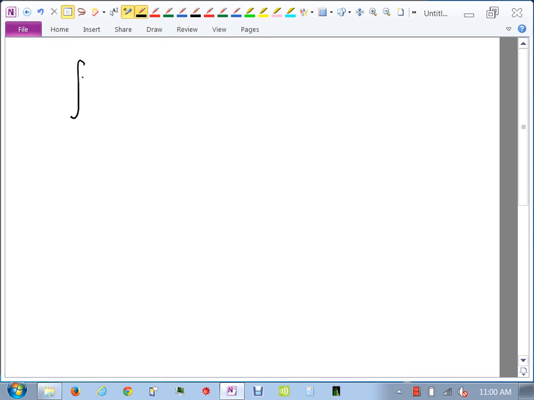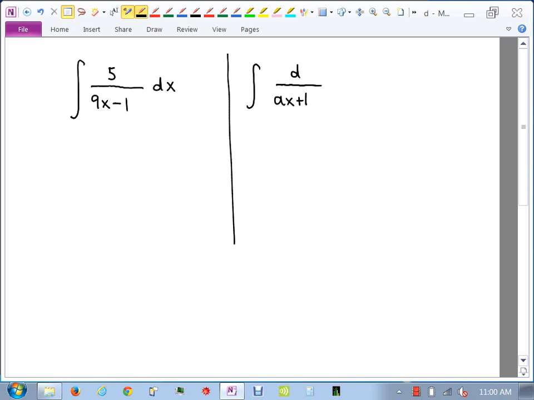While I'm walking around, I'd like for you to work through the following integral. And then after you've tried that, if you get it, I want you to work this one. Okay, these two problems, the basic substitution here, or let me say this.